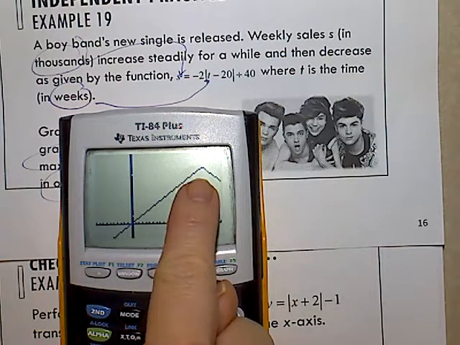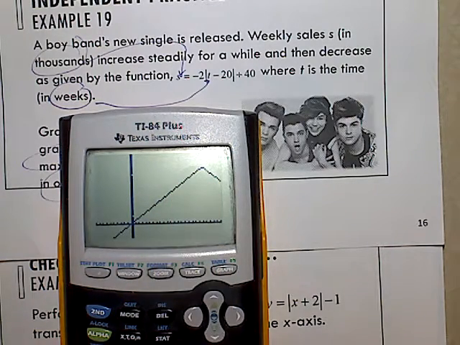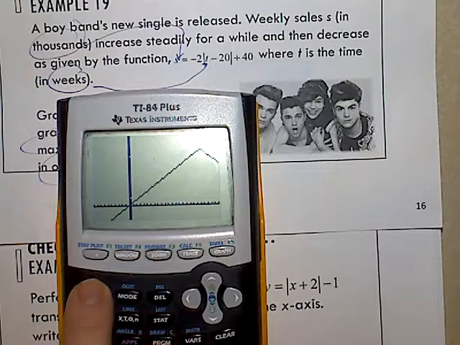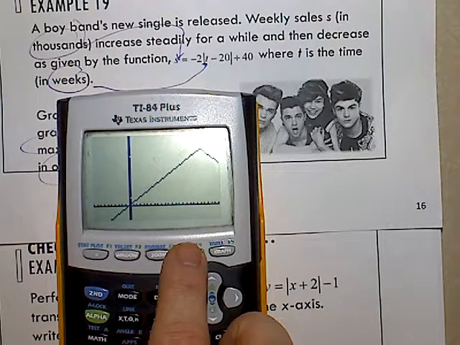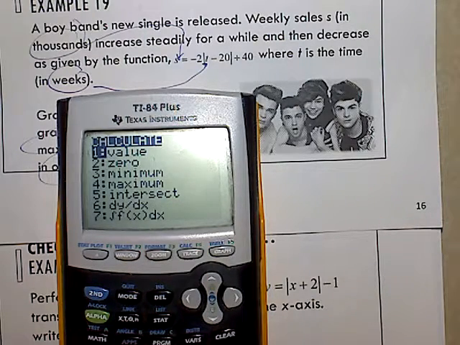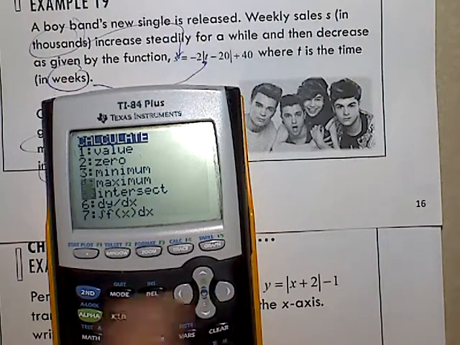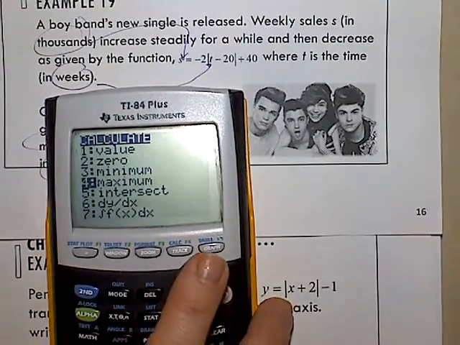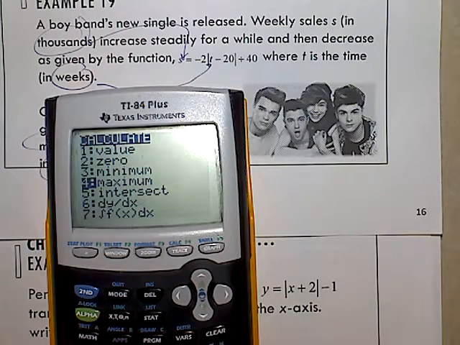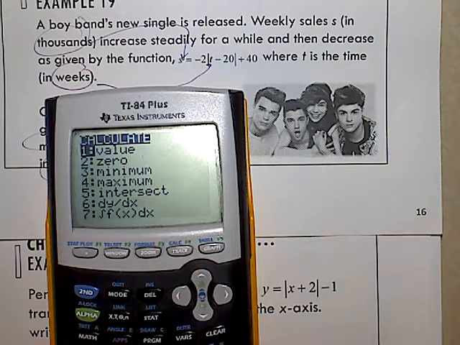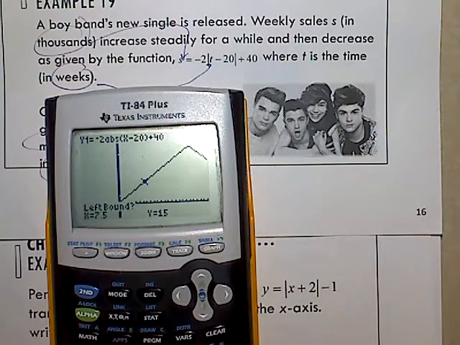Okay, how do we find this point? We're going to hit the blue key. And hit trace. Blue key and trace. And we're going to go down to number 4. So go down to maximum. Once you're at maximum, you're going to hit enter 1 time. Again, I hit blue key, trace, scroll down to maximum, and hit enter 1 time.